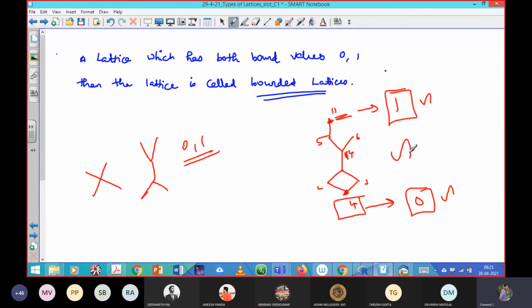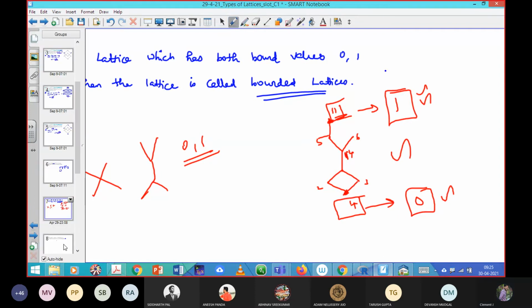But this is a bounded lattice because here I am able to determine the 1 and 0 values. Here 1 means the 11. That means the greatest value will always be represented as 1, and the least value will always be represented as 0. Have you understood the bounded lattice definition? Yes, sir.